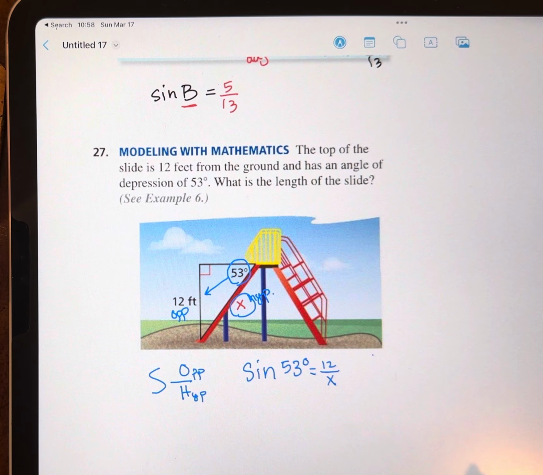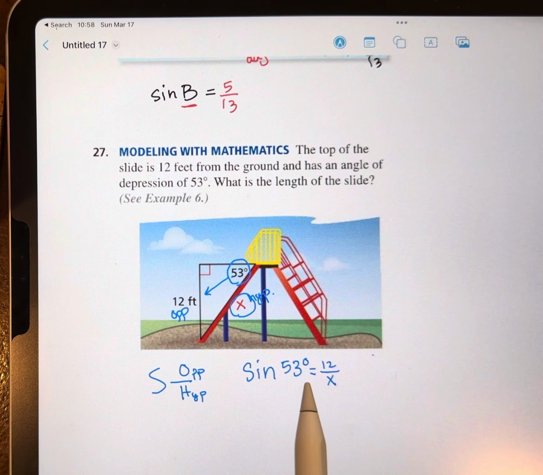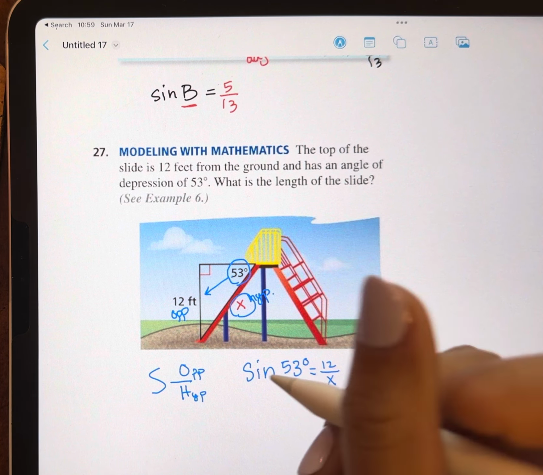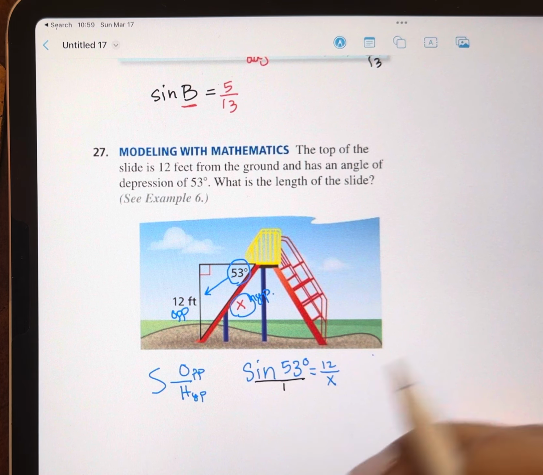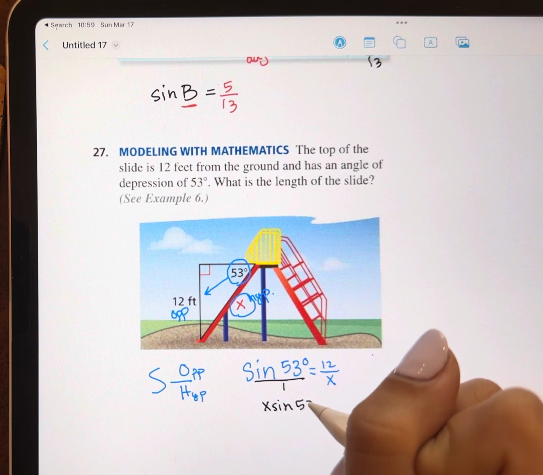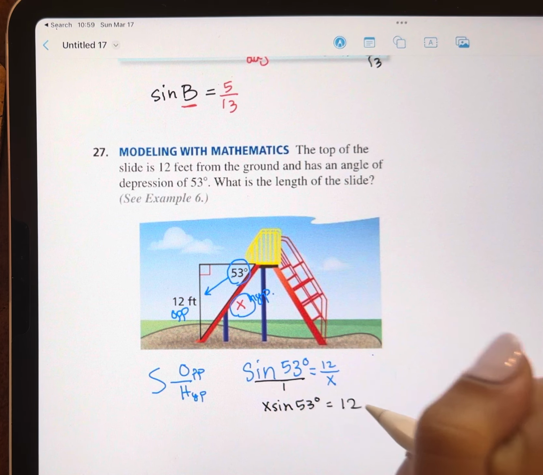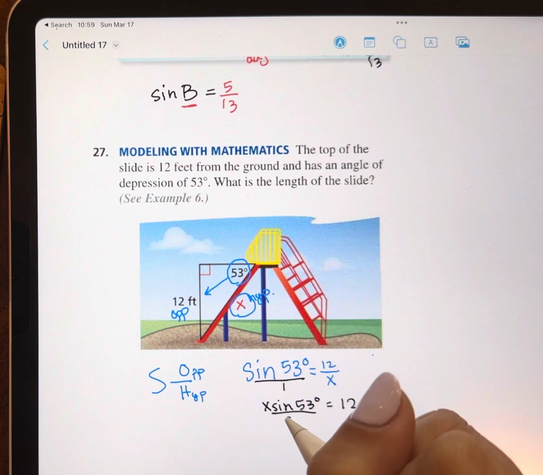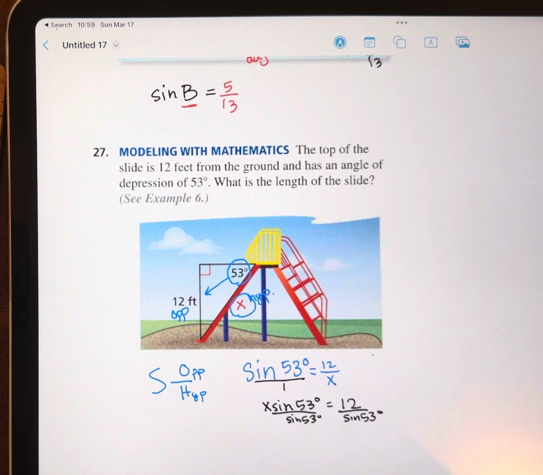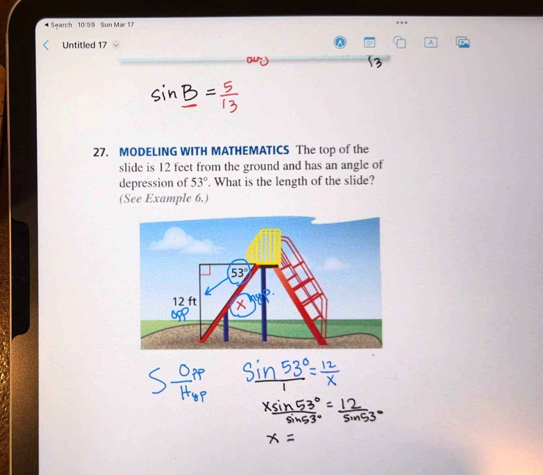Guys, I really hurt my hand banging on the table just now, so please don't forget, always an angle goes inside a trig function, all right? Now, if you want to do the shortcut, you just swap these two, but I will not do shortcuts. So I'll put this over 1, cross multiply, and get x sine of 53 equals 12. Divide by sine 53, and we get x equals 12 over sine 53.